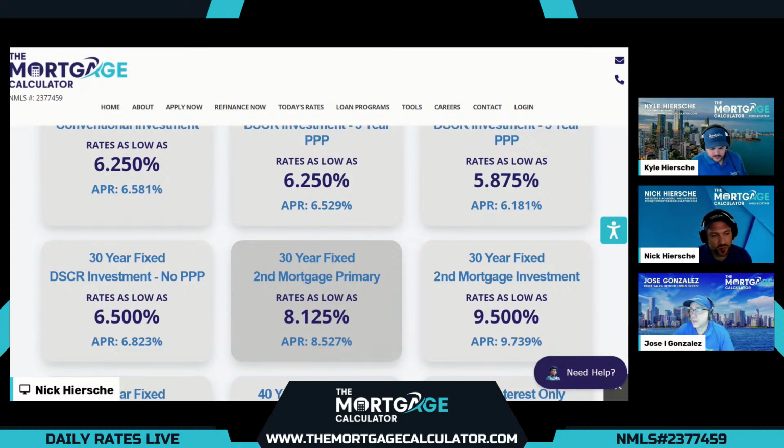So for a primary home, our second mortgages come in at 8.125, final APR 8.527, which is lower than a HELOC and not variable like a HELOC. And our investors can use the same options for a second mortgage, get that cash out, rates as low as 9.5, final APR 9.739. So those are the standard options we go over every day.